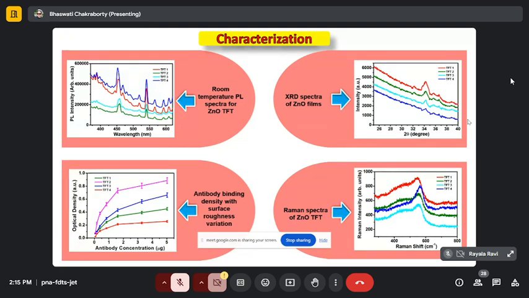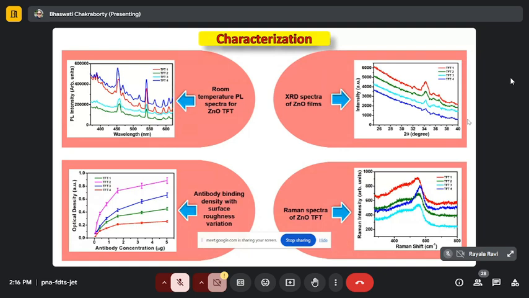So deposition time has been varied from 90 to 170 seconds from TFT1 to TFT4. If we consider the XRD spectra, we see that the 002 axis growth, which is the C axis growth, very prominent in the case of zinc oxide, decreases in peak intensity as we move from TFT1 to TFT4.